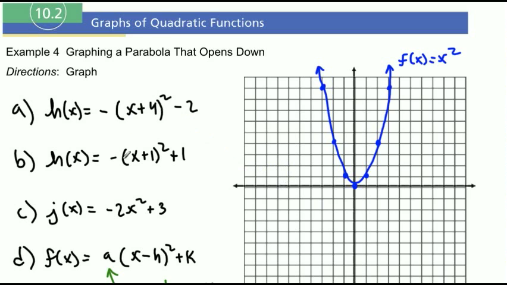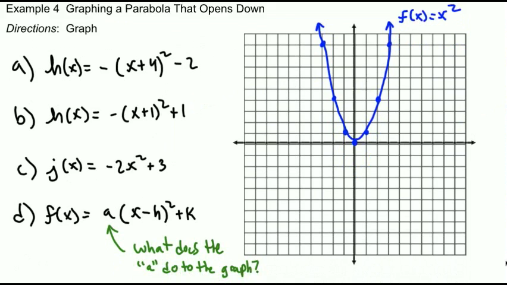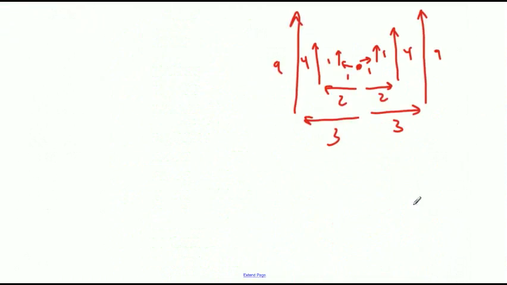All right, we're going to be graphing these guys right here. What I want to show you is how you can graph these very quickly using the pattern that we learned in example 3. I copied and pasted it down here. So basically from the vertex, you go over 1, up 1. Then you go over 2, up 4. And then over 3, up 9.